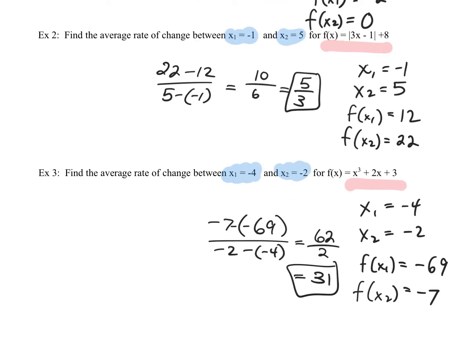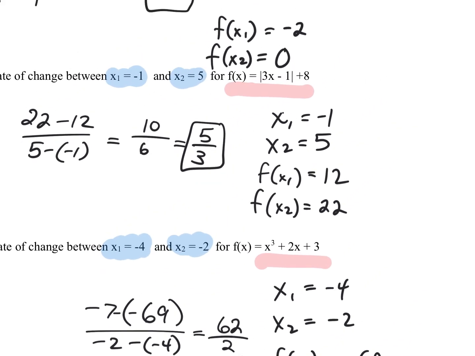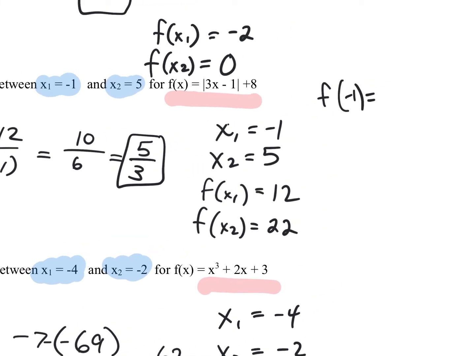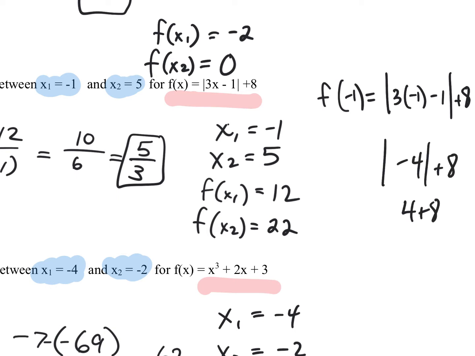All right, team, let's check our work on examples 2 and 3. So what you can see here is we have some different functions we're dealing with. I'm evaluating these in my head, but if you weren't sure how I got these numbers, f of x1 is really f of negative 1. So the way I found f of x1 is I took the absolute value of 3 times negative 1 minus 1, plus 8. So what I ended up with there is the absolute value of negative 4 plus 8, which is 4 plus 8, and that's where I'm getting that value of 12.